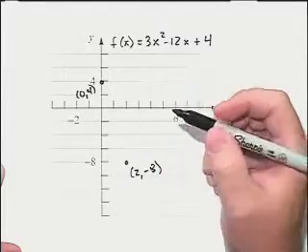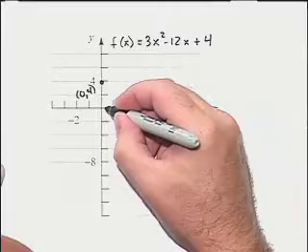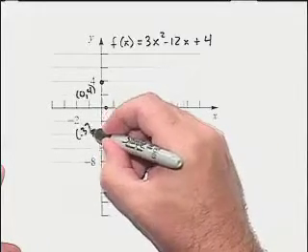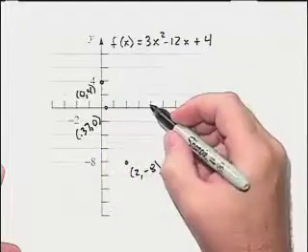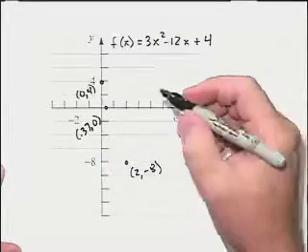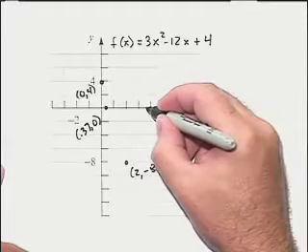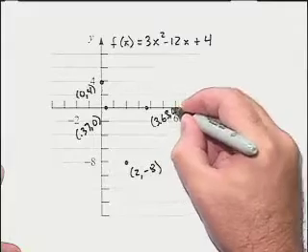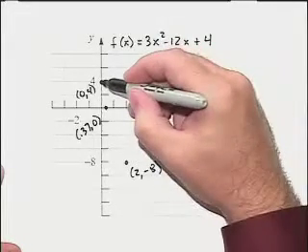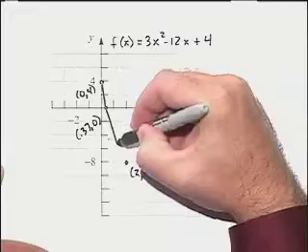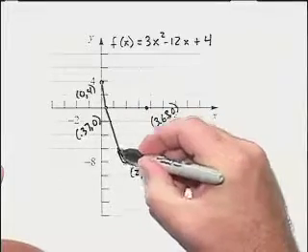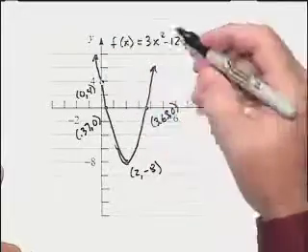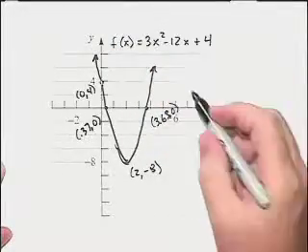We found one of our x-intercepts to be roughly 0.37. That puts us right around there. So that'd be 0.37, 0. And the other x-intercept was roughly 3.63. Put us right about there. Call that 3.63, 0. We're going to go ahead and just connect those dots. Curve. And there we have a rough graph of our function f of x.